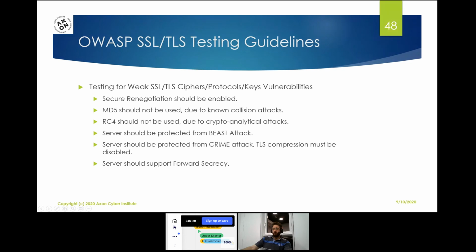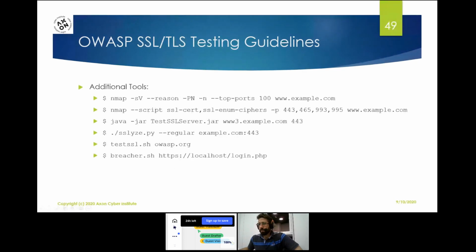It says you have to make sure your target domain uses secure renegotiation. Insecure renegotiation should be disabled. You should not use MD5. You should not use RC4 ciphers. You should be protected against the BEAST attack and the CRIME attack. So if you have 1.2 or 1.3, you are immune. You should support perfect forward secrecy.